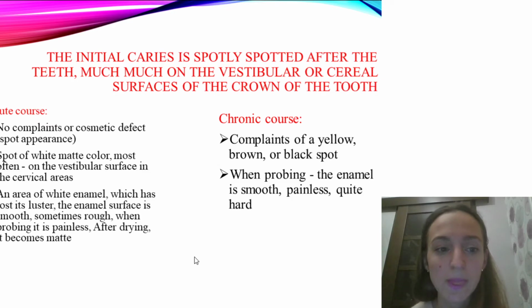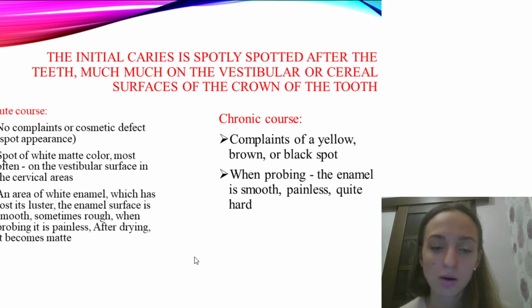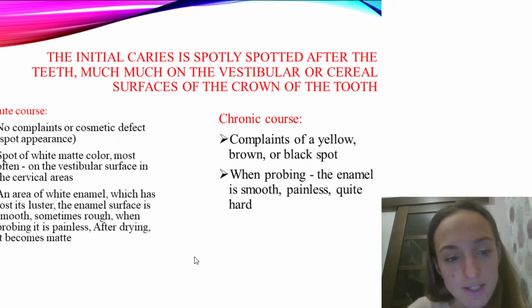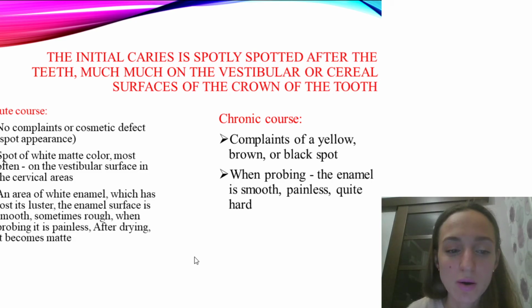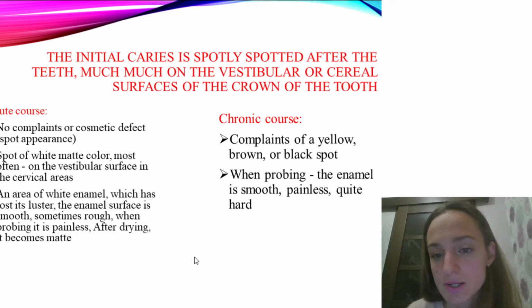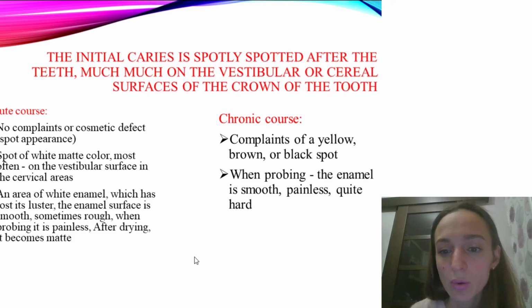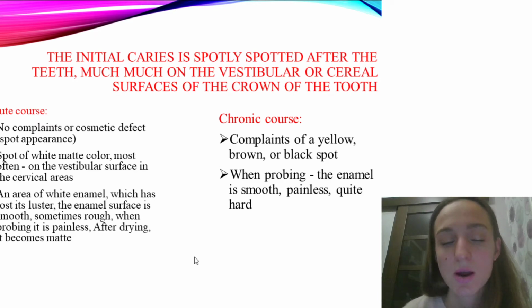acute and chronic. So acute: no complaints or cosmetic defect, a spot of white or chalky color, most often on the vestibular surfaces in the cervical areas. An area of white enamel which has lost its luster. The enamel surface is smooth, sometimes rough. When probing, it is painless. After drying, it becomes matte. And chronic course: complaints of a yellow, brown, or black spot. When probing, the enamel is smooth, painless, and quite hard.